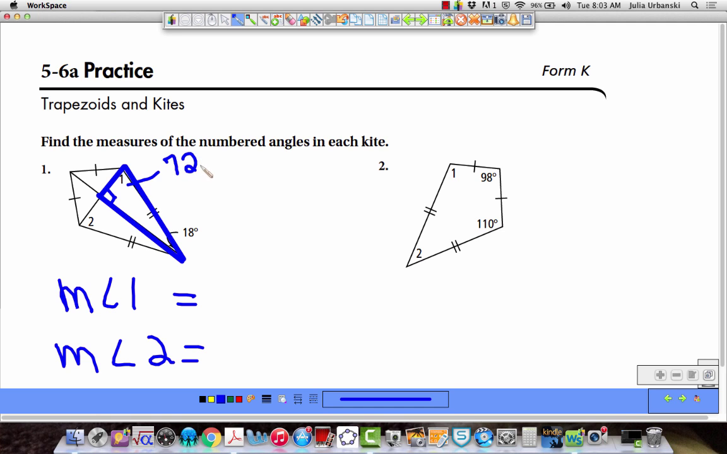Check me with your calculators, is this right? Okay, I saw someone nodding. I'm hoping that I'm right. I did it in my head. Is that right? 72?